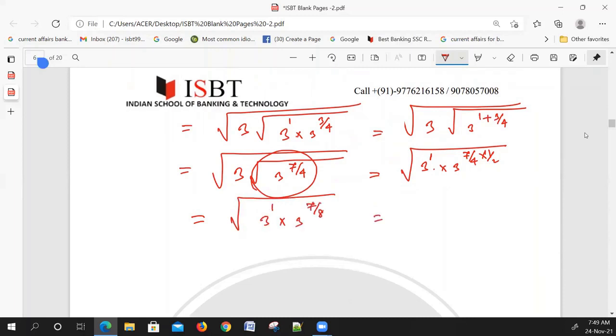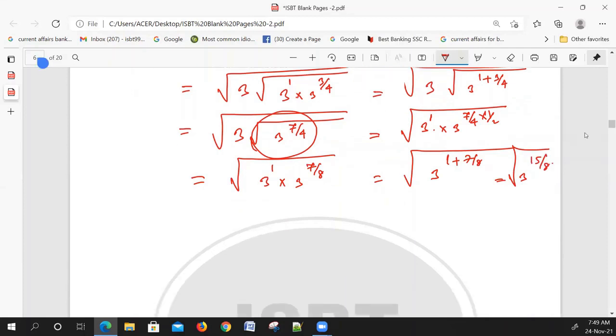Okay, now we can write 3 to the power 1 plus 7/8. It should be written as 3 to the power 15/8. Okay, now the last step, if we remove the square root, we can write 3 to the power 15/8 into half. That should be 3 to the power 15 by 16.